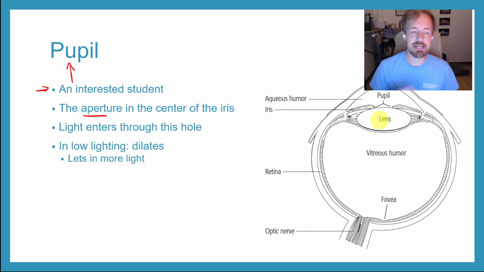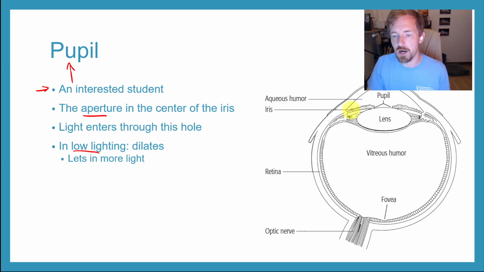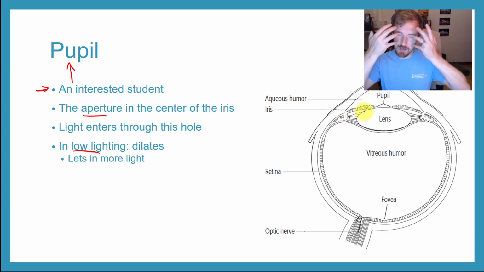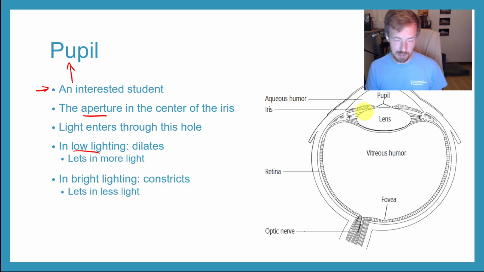So light is going to enter in through that hole. Whenever we are in low illuminance settings, when there's not a whole lot of light out, that pupil is going to get larger because our irises are relaxing. Those muscles are relaxing and letting in more light. Whenever we are in a bright setting, it is going to constrict and it's going to let in less light.